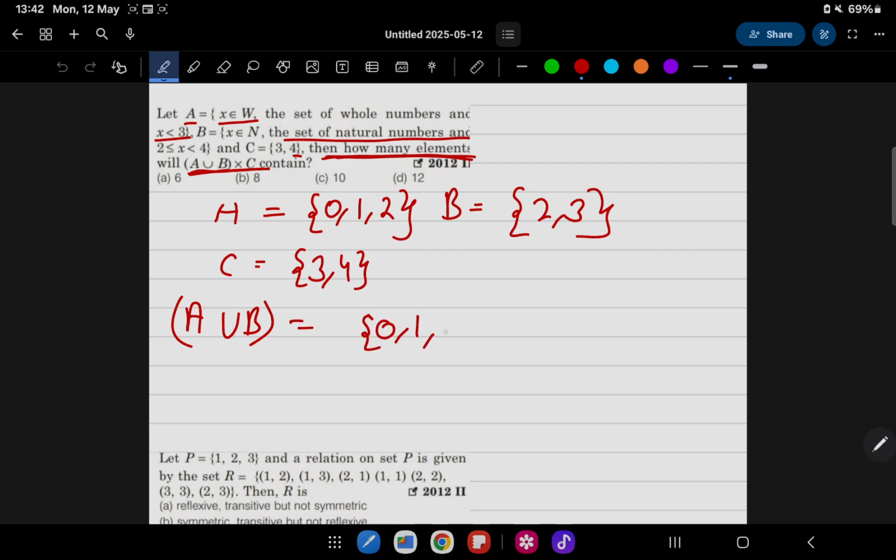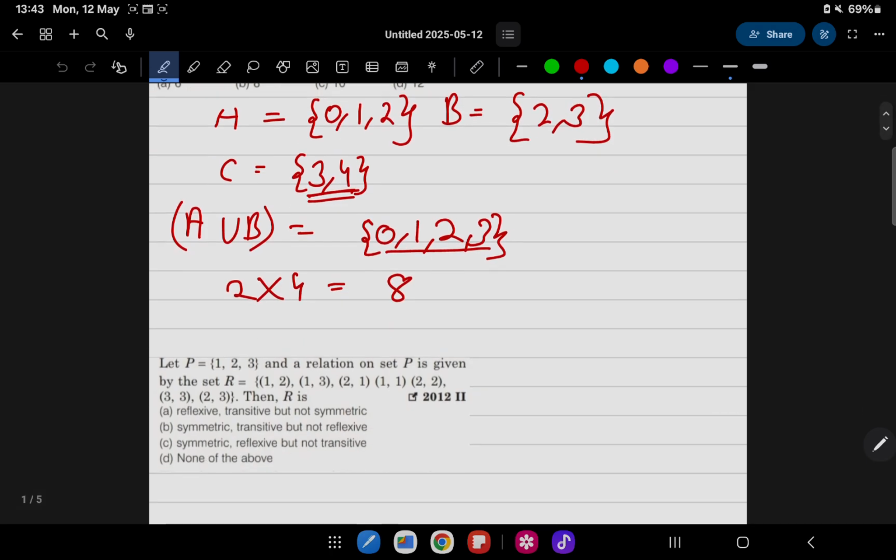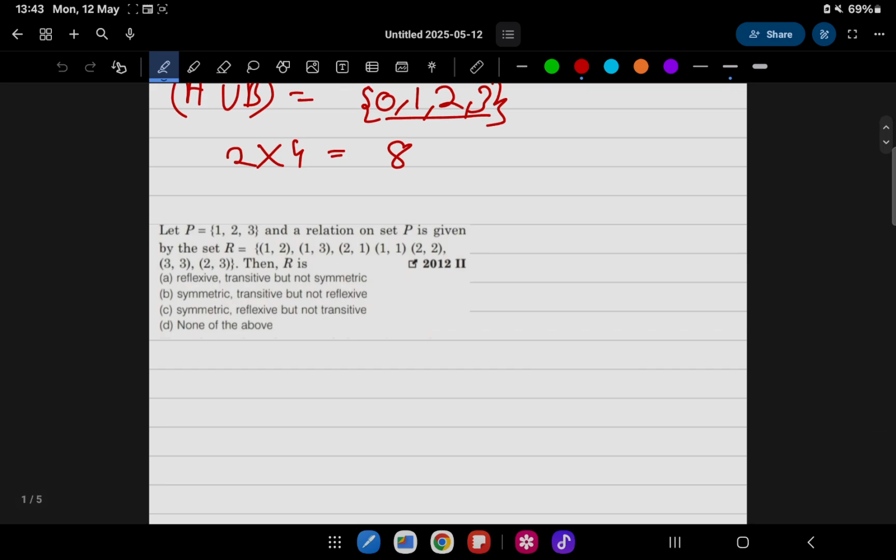0, 1, 2, 3। ओके। सो नाउ नंबर ऑफ एलिमेंट इन कार्टेशियन प्रोडक्ट इज प्रोडक्ट नंबर ऑफ एलिमेंट ऑफ फर्स्ट सेट multiply number of element of second set. तो C contains 2 elements and A union B contains 4 elements. तो total number of elements of Cartesian product of A union B into C is 8. Okay. Now let's proceed to the next question.